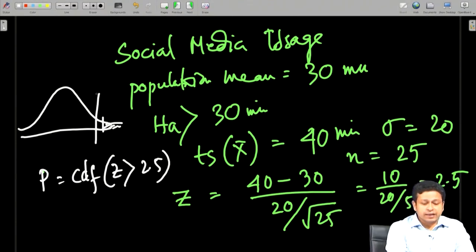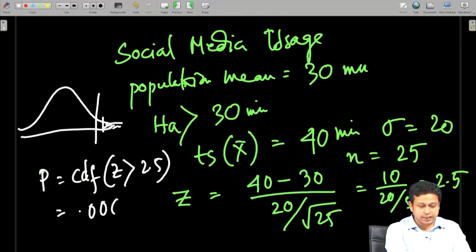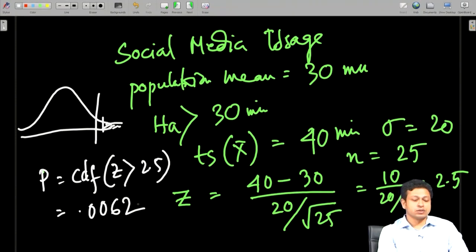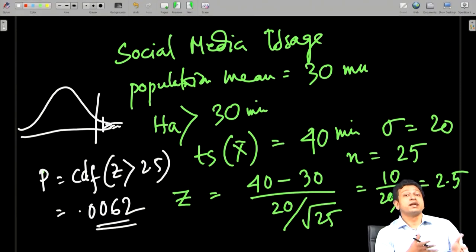So, if I get this number from the standard Z table, this is what we will get: 0.0062. Now, 0.0062 is much less than a 5% significance level or a 1% significance level. So, essentially we reject the null hypothesis. What we can conclude is that the students in IIT Kharagpur are actually spending more time on social media than the population.